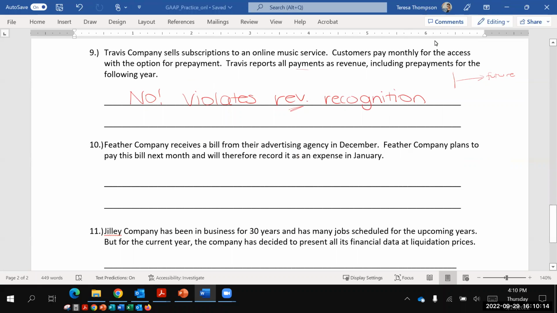Here we have received a bill from our advertising agency for December, and we will pay it in January, and therefore we're going to record the expense in January. Nope. Expense recognition is violated here. Remember, expense recognition or the matching principle says to match the expense, so record the expense in the time period we got the benefit. So if we got a bill for December, they probably provided us work in December, therefore we need to record an expense in December.